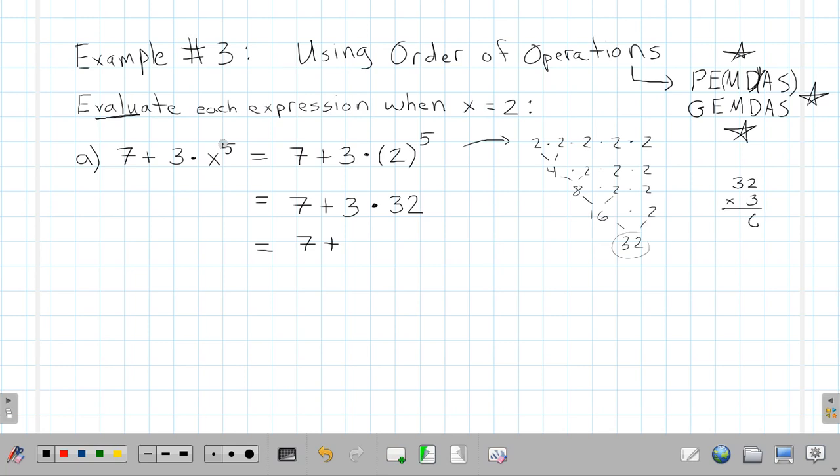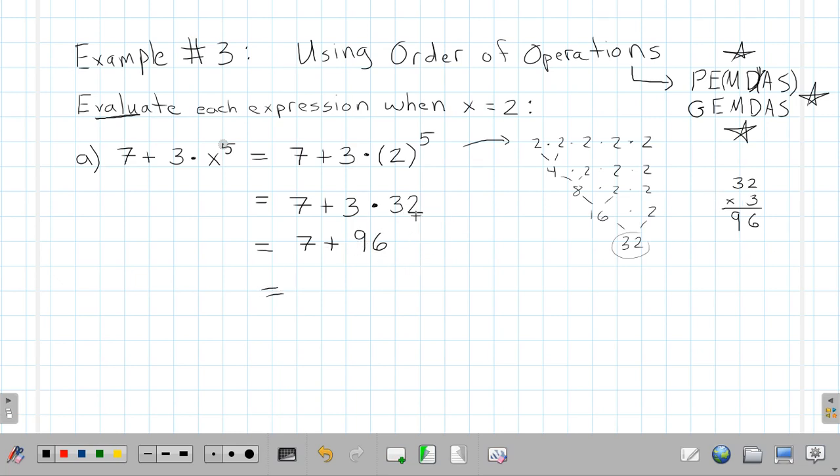3 times 2 is 6. 3 times 3 is 9. So in this case, that is 96. And like I said, if you need to come over to the side and do that calculation, that's fine. Or if you'd rather check yourself on a calculator, same kind of thing. If you do 3 times 32, you can verify that that is 96.